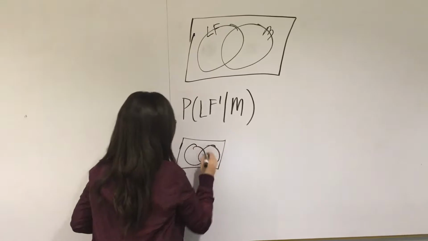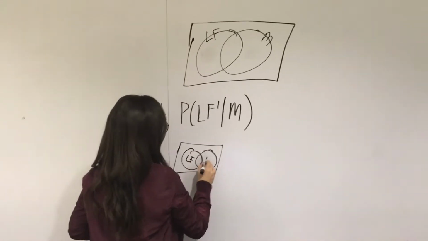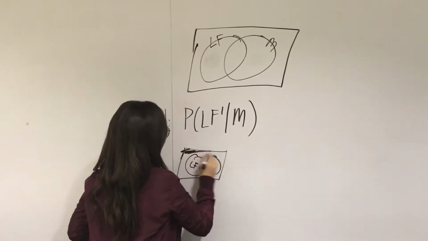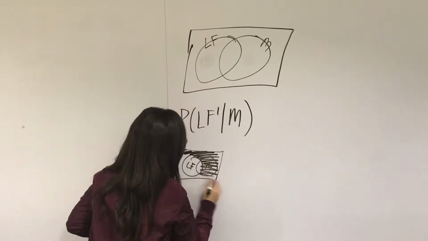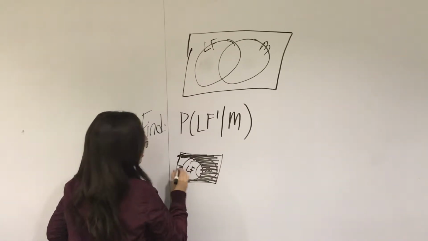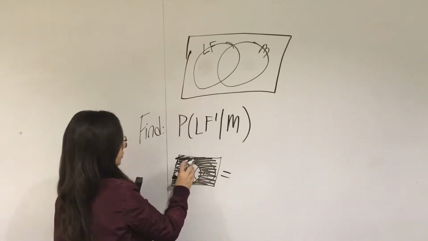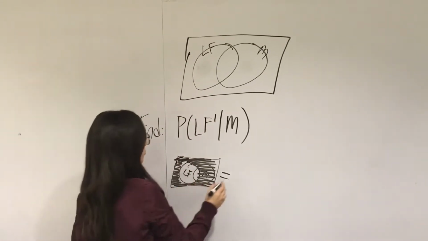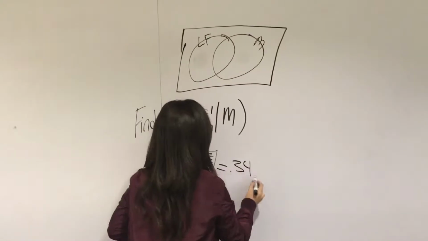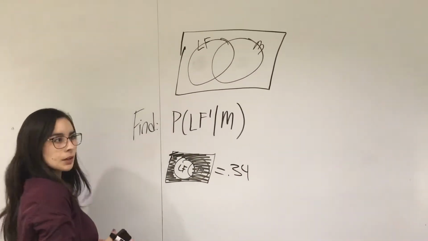So, not labor force. If this was our labor force and this was our males, then the 34% is going to look like this. This would be what's shaded, because not labor force, so you just avoid shading in the whole labor force circle. Right. So that's 34%.